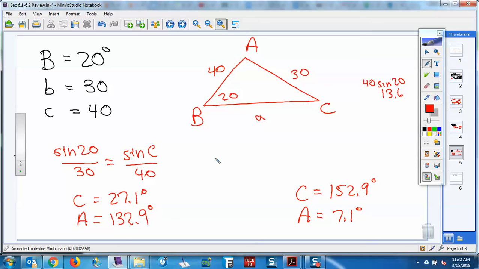How many triangles are there? There are 2, right? Either do the B sine A, the height thing, or just start working it and assume that there's going to be 2. Either way.